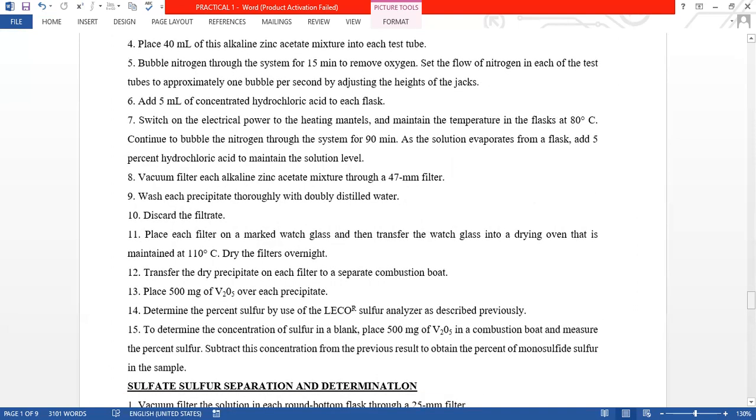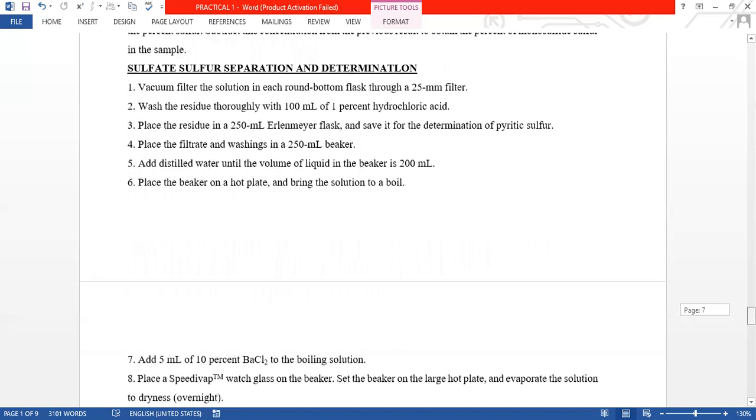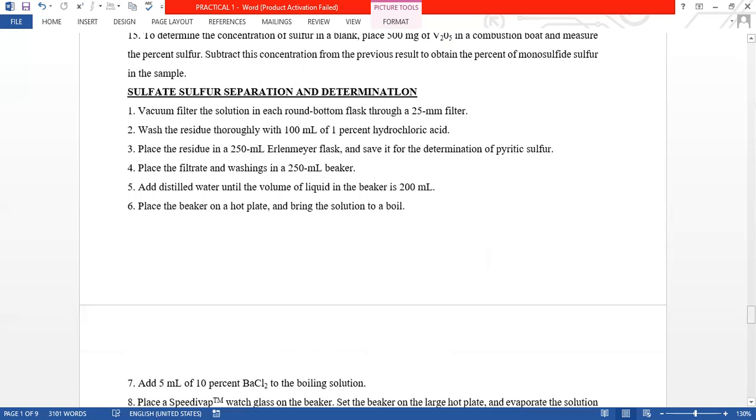Switch on the electrical power to the heating mantles. Vacuum filter each alkaline zinc acetate mixture through a filter. Discard the filtrate. Place the filter on a marked watch glass. Place vanadium pentoxide over each precipitate to determine the concentration of the sulfur in a bag. So this is how we determine the monosulfide.